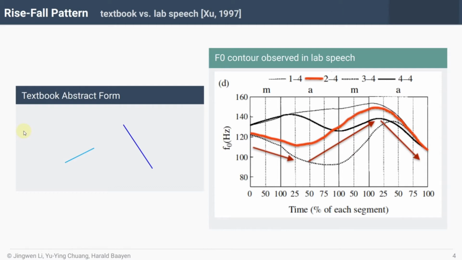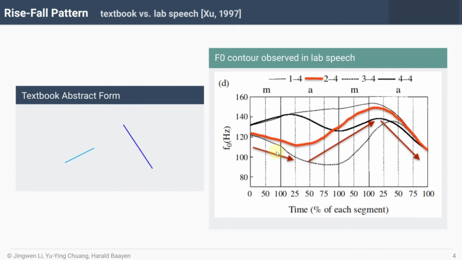Unlike what the textbook has told us, the rising tone is not realized as plain rising in the first syllable. Instead, there is an initial falling before the rising starts. As a result, the shape of the rising tone resembles the dipping tone in the textbook.